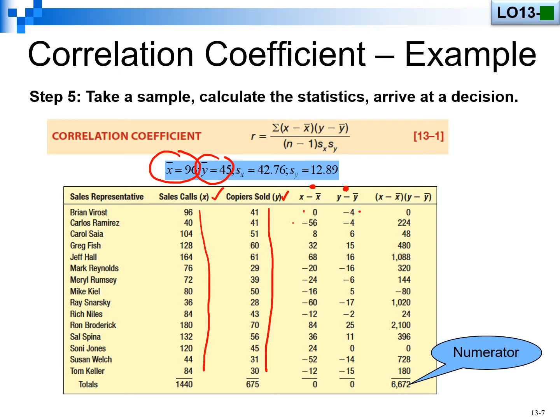So you do that for all of this column. You put that here. And then, of course, notice they set up another column where you multiply. So 0 times -4 is 0. -56 times -4 is 224, and so forth. Once you've done that, you have to total this column, which they get 6,672. That's going to be our numerator right up there. And then we just have to get the denominator, which is the sample size minus 1 multiplied by the standard deviation of x times the standard deviation of y.